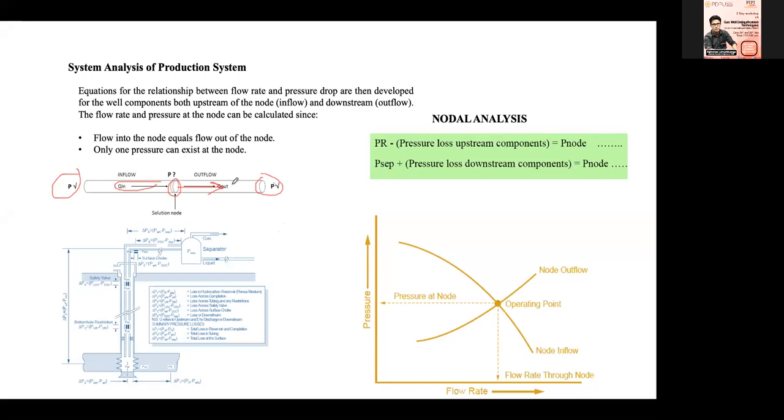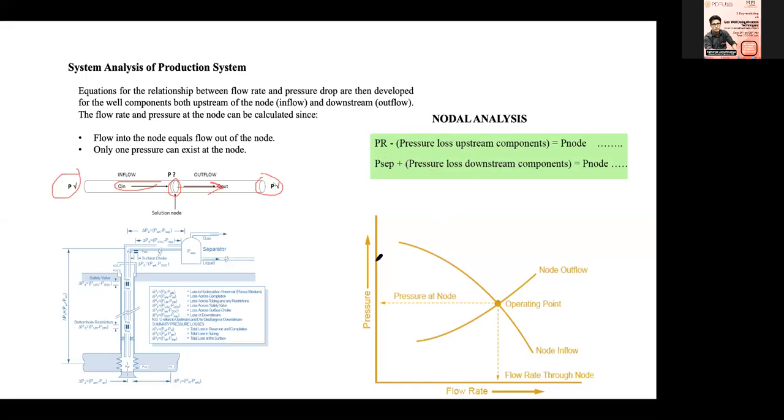So as I said, you have two fixed pressures: your reservoir pressure and your separator pressure. Based on that, you will be able to calculate your node pressure. Your node pressure from upstream will be equal to the reservoir pressure minus the pressure losses at the upstream components, and at the downstream, your separator pressure plus your pressure losses at the downstream.